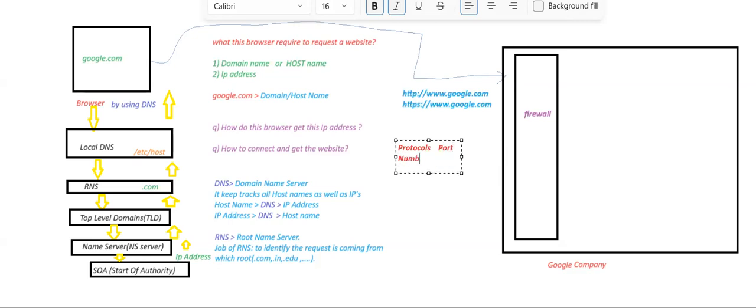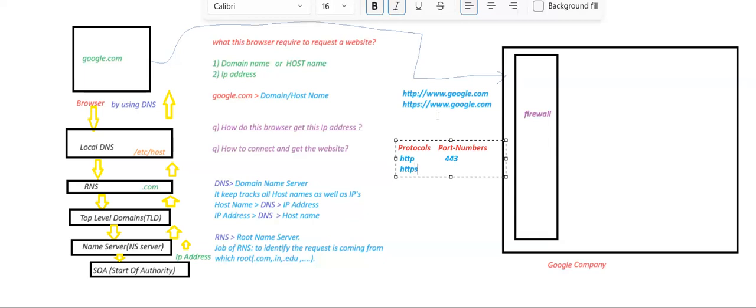What are the port numbers for the protocols we are using? Let us see the most common one, HTTP. For HTTP, the port number is 443. You must remember these few protocols as well as their port numbers.